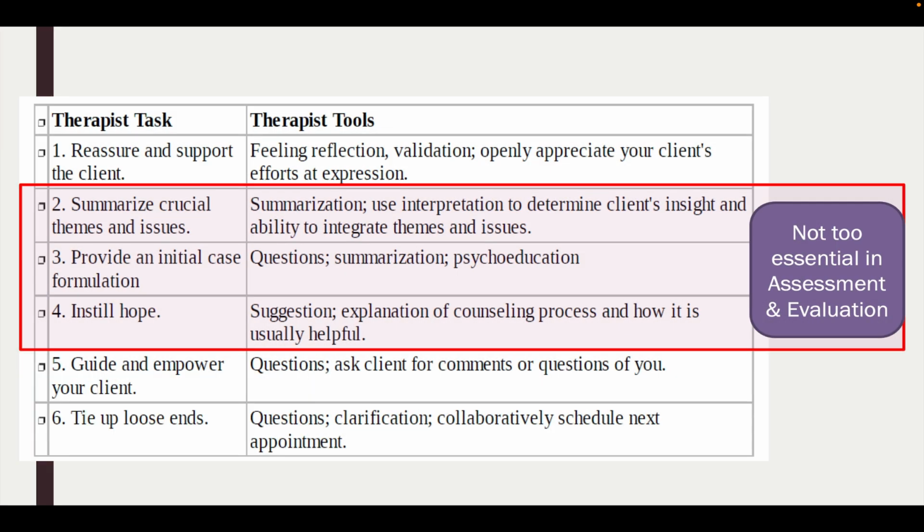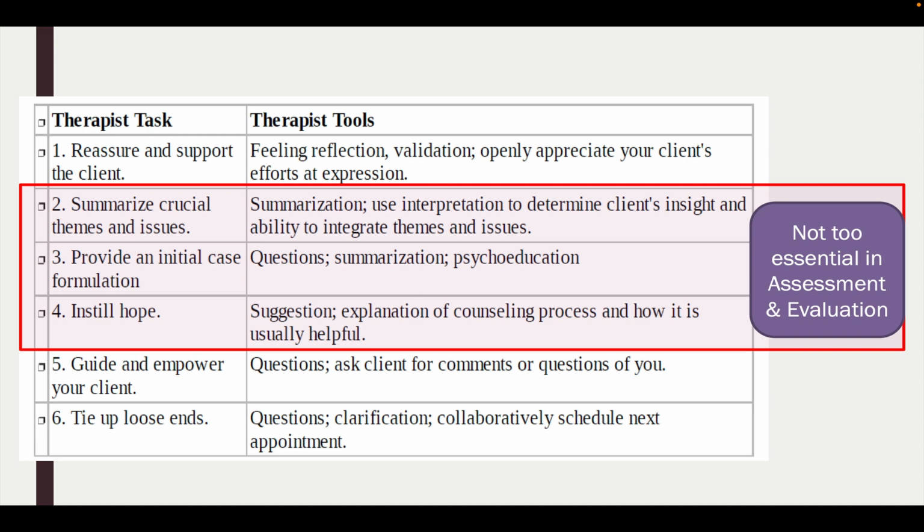You will reassure and support the client using feeling reflections, validation of the client's feelings, openly appreciating the client's ability to express emotions and be vulnerable with you. And then you will guide and empower your client using questions or asking the client for comments and questions of you. Tying up loose ends, including questions, clarifications, and collaboratively scheduling the next appointment.